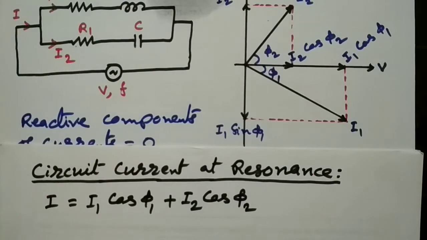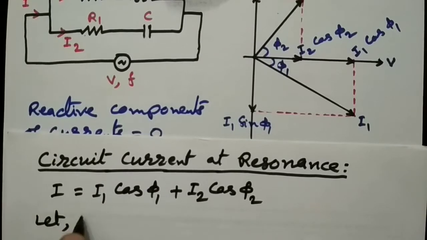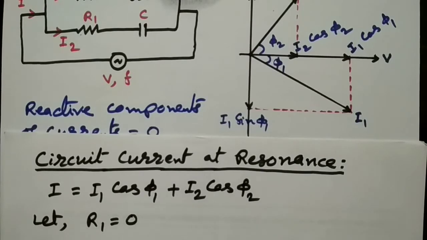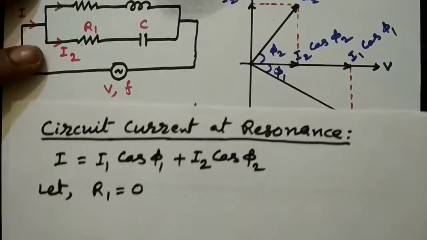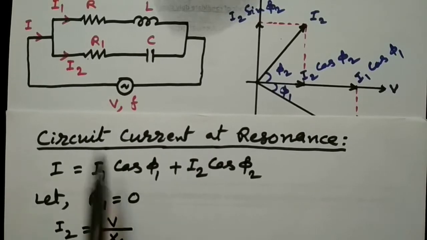So initially we will consider the resistance of the capacitive branch is equal to 0, that means R1 is equal to 0. From the circuit we can see that if R1 is equal to 0, then I2 can be written as V upon XC only, because R1 is 0, so it will be only V upon XC.